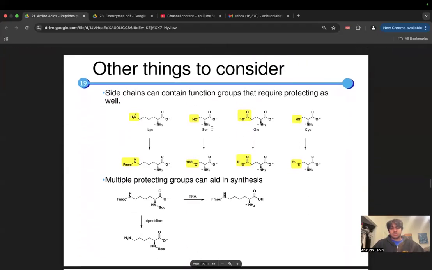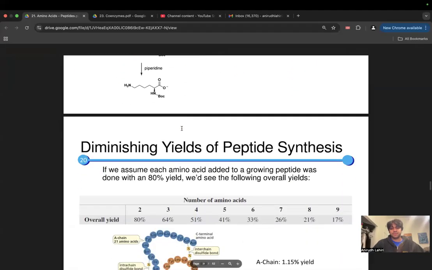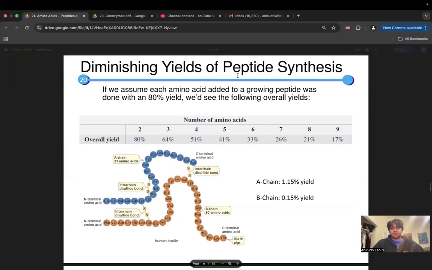Okay, some other things to consider. These are all considerations we already talked about. Some amino acids have side chains that have similar modes of reactivity to the side chains that we're working with. So we need to make sure those are protected.